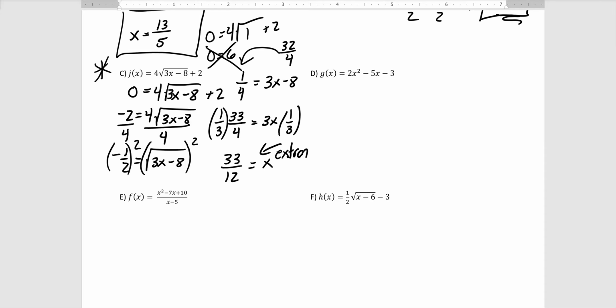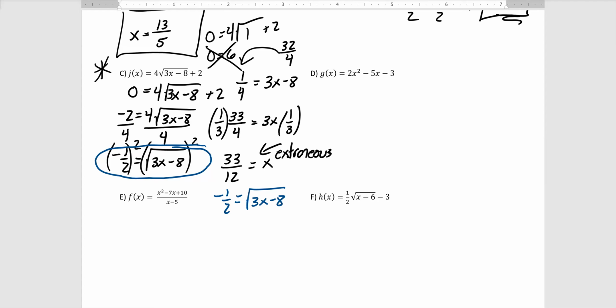And let me show you how I knew this was going to be extraneous. It was in this step right here. The negative 1/2 equals the square root of 3x minus 8. Let's rewrite that down here. Negative 1/2 equals the square root of 3x minus 8. I knew at this moment we were going to have an extraneous answer.